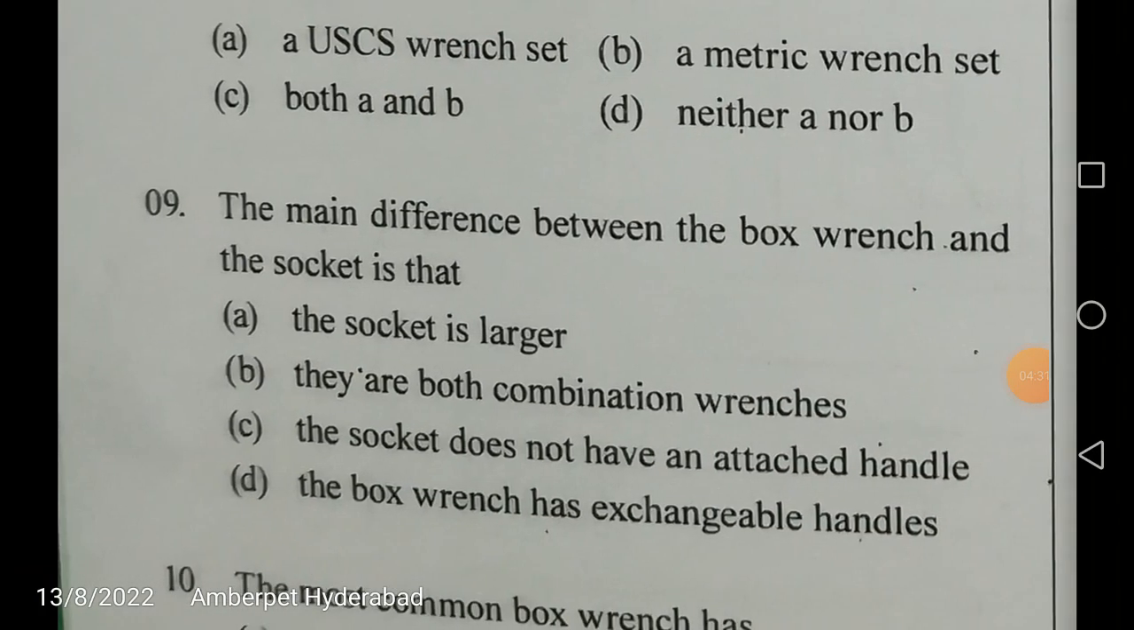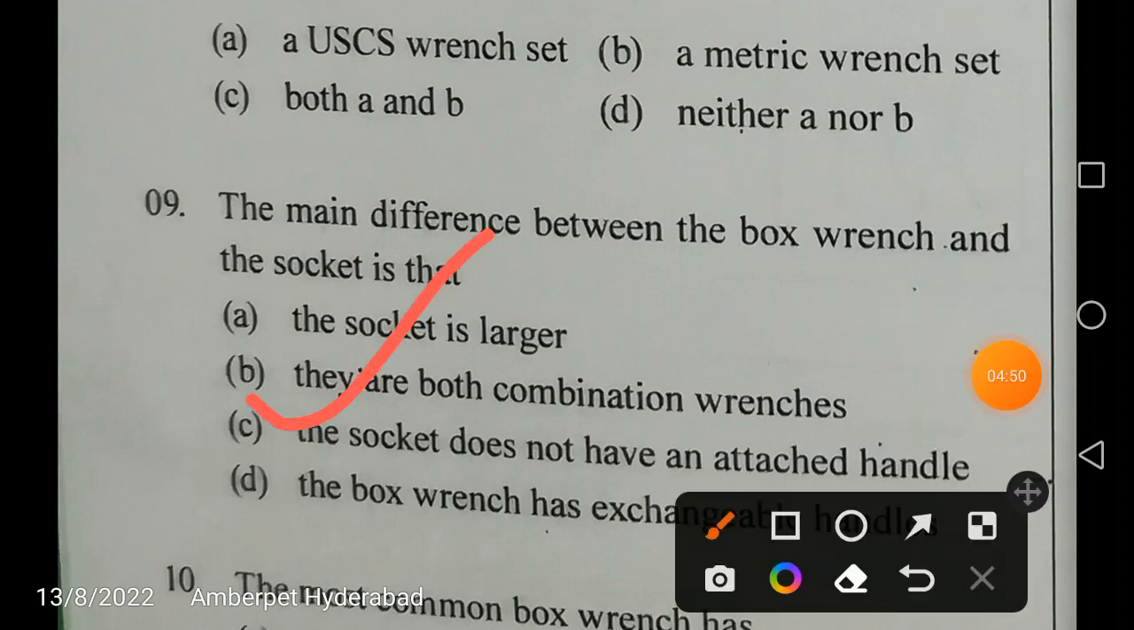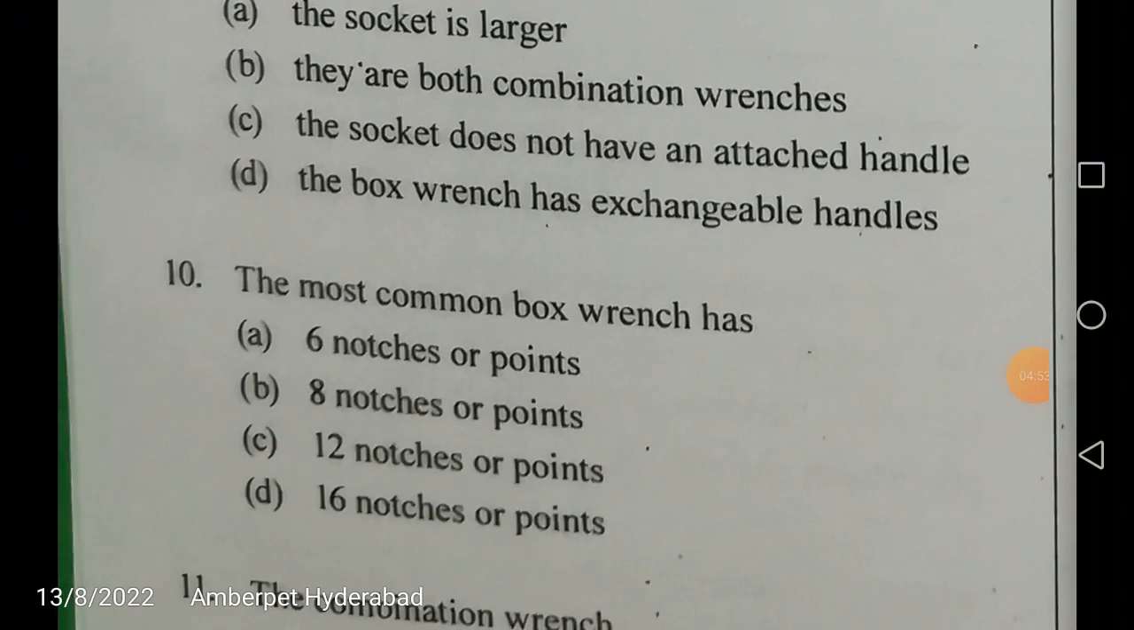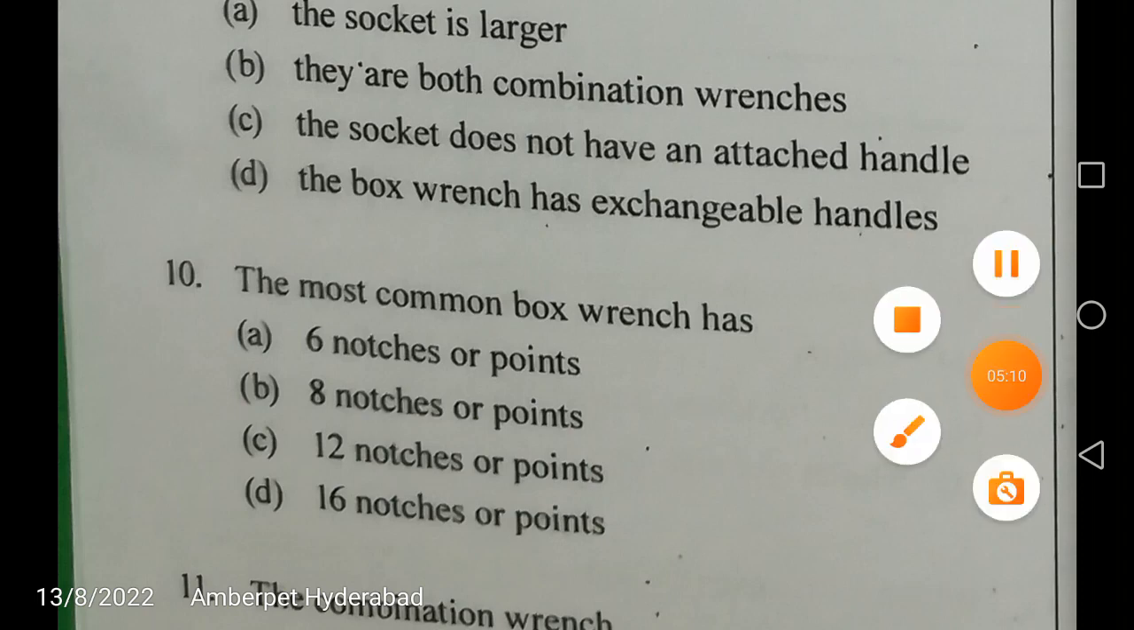The main difference between the box wrench and the socket is that the socket does not have an attached handle, but in the other one, in the case of a wrench, you have an attached handle. That's the main difference between a socket and a box wrench. So your answer is obviously C. Next, the most common box wrench has 12 notches or points. Different wrenches have 6 or 8 or 12 or 16 points, but the most common box wrench has 12 notches or points.